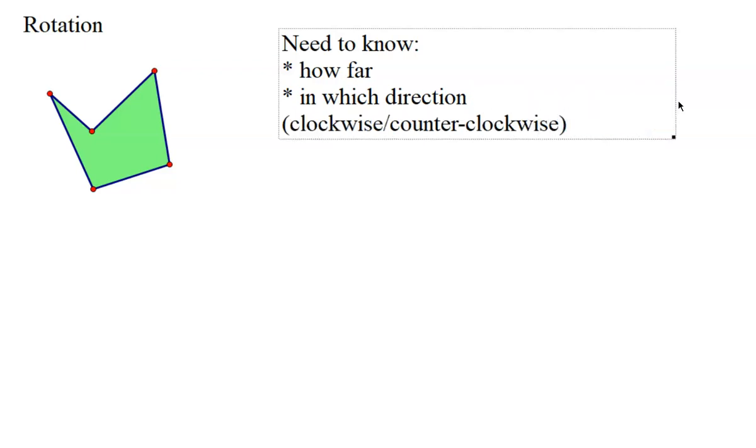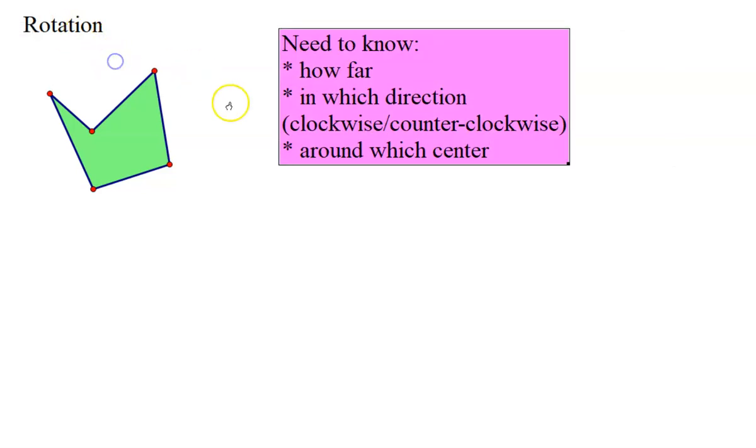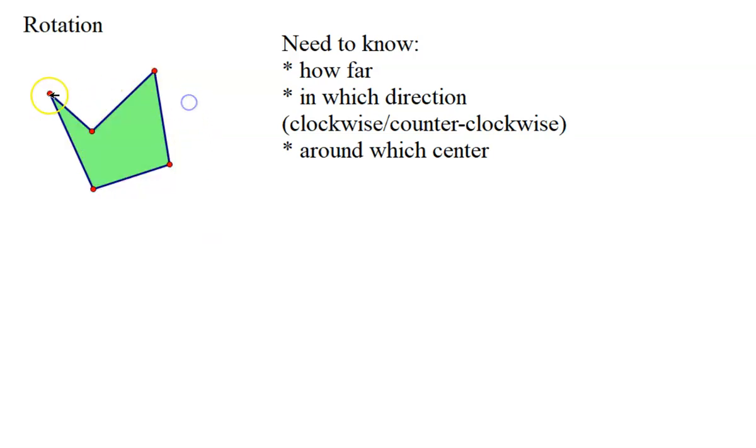Sometimes we use CW for clockwise and CCW for counterclockwise. And then last but not least, we need to know around which center, because you can rotate things around different points. I could rotate this figure around a point that is on the figure.